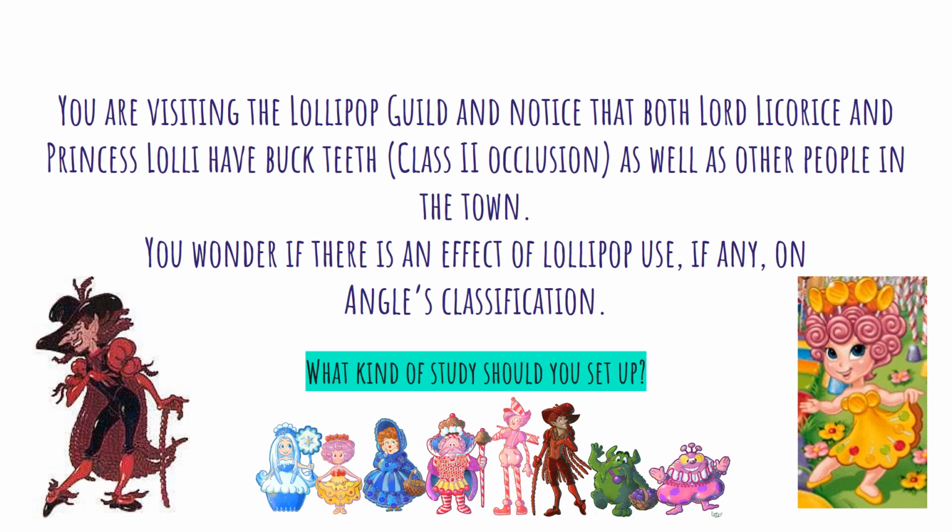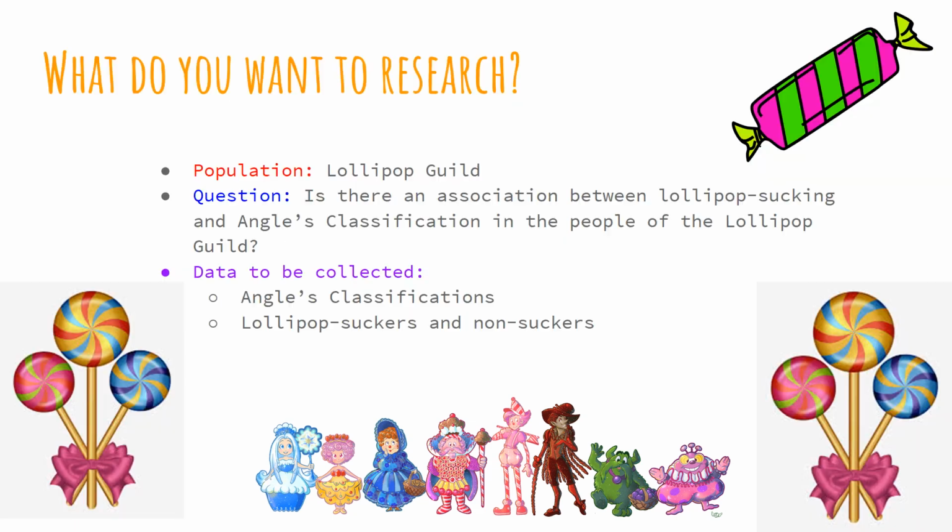You were visiting the Lollipop Guild and noticed that both Lord Licorice and Princess Lolly have buck teeth, a Class 2 occlusion, as well as other people in the town. You wonder if there is an effect of lollipop use, if any, on Engel's classification. What kind of study should you set up?